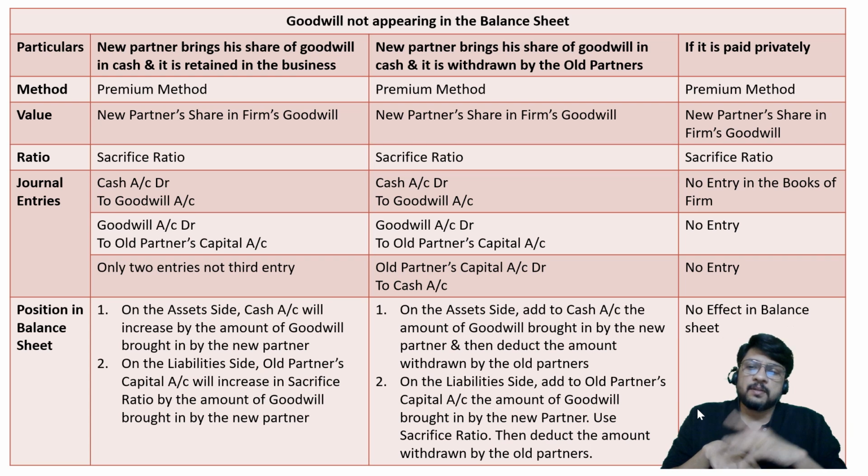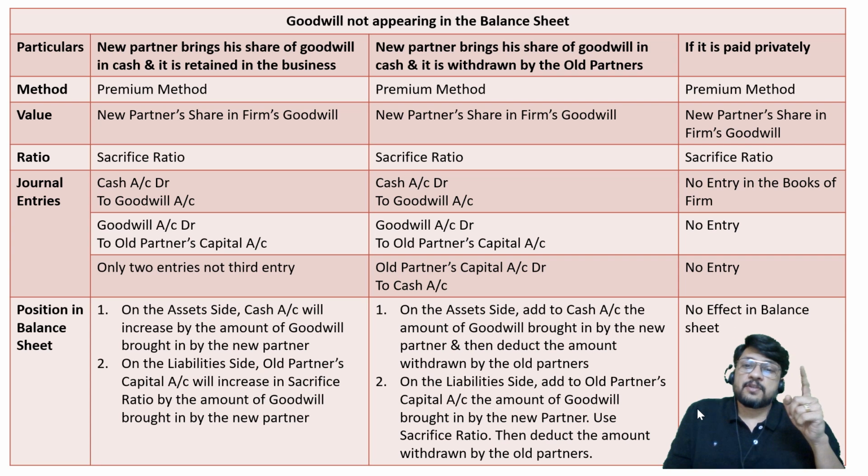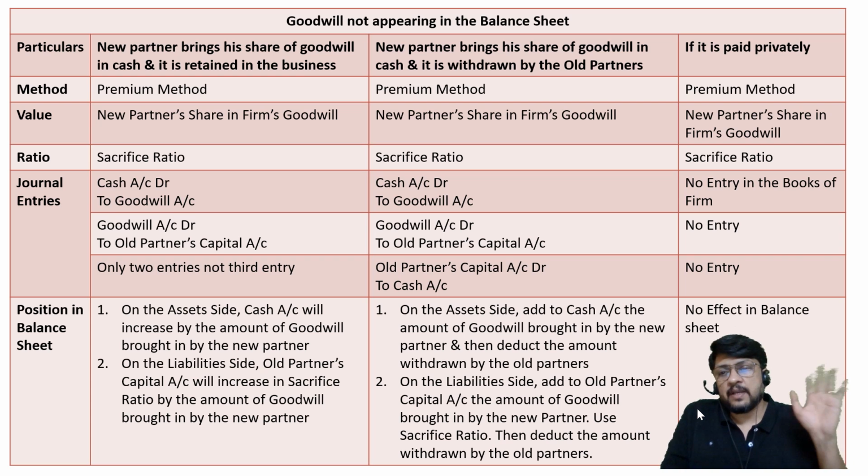First method, premium method. First point is the method is premium method. The value will be the new partner's share in the firm's goodwill, and the ratio to be used is the sacrifice ratio. Which ratio are we going to use? Sacrifice ratio. How to calculate sacrifice ratio? Sacrifice ratio is equal to old ratio minus new ratio. OR minus NR is equal to SR.